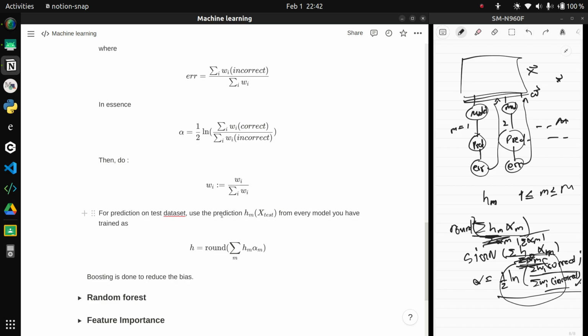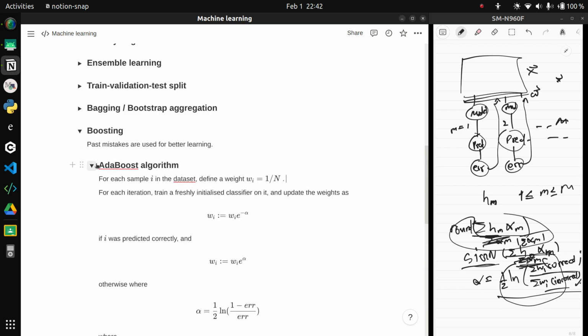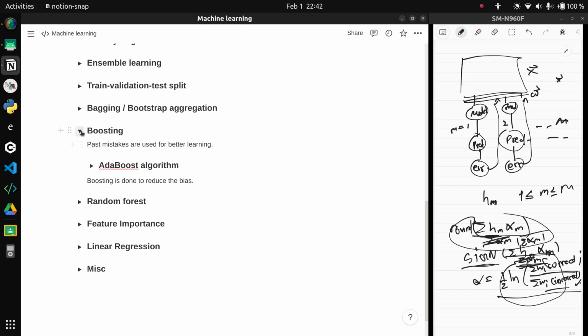So then you can just apply a round over there, and without all that you should be applying a sign. This is only for binary classification so far. It's like -1 and 1. Take true as 1 and false as -1 and then do this thing, but I guess we could extend it, who knows. So that's just the AdaBoost algorithm. Next, so boosting is done.